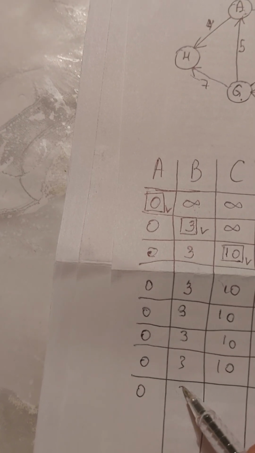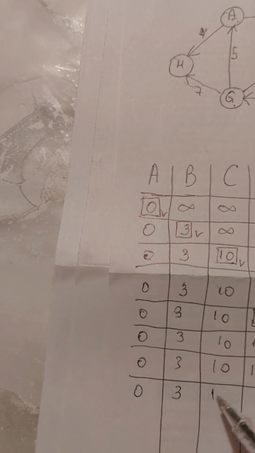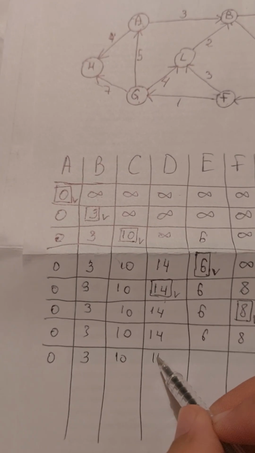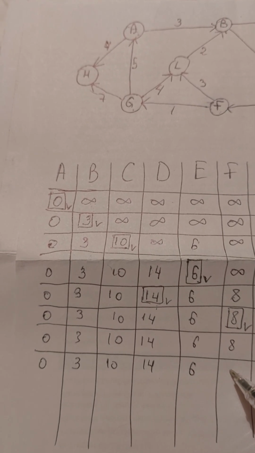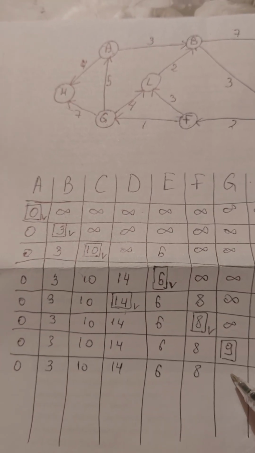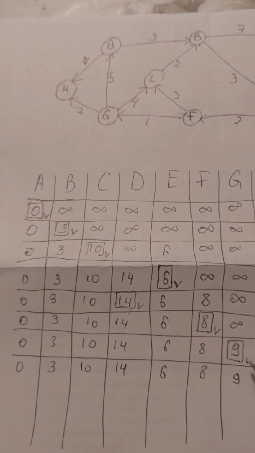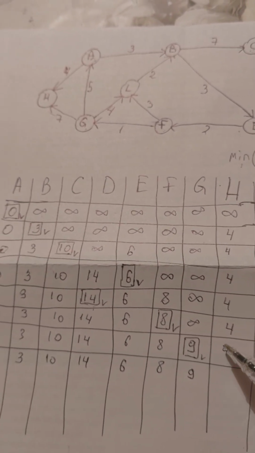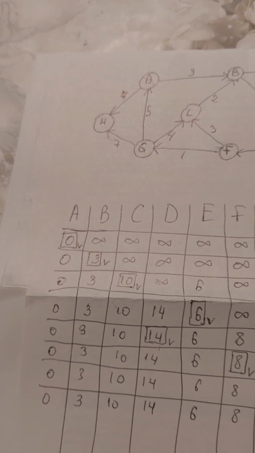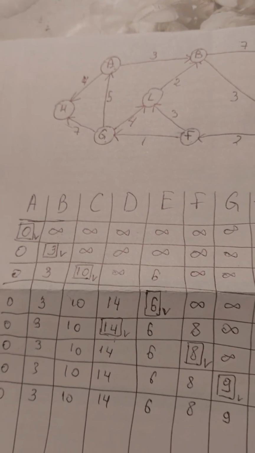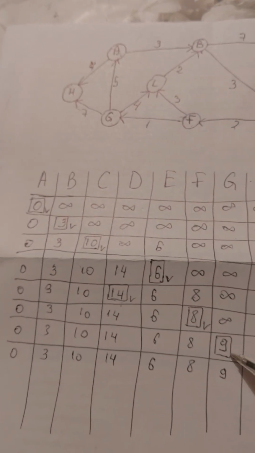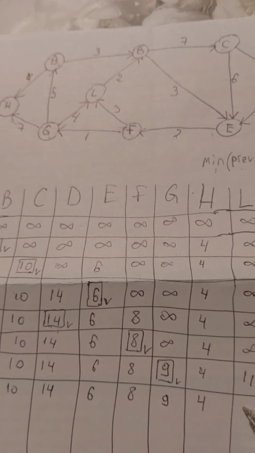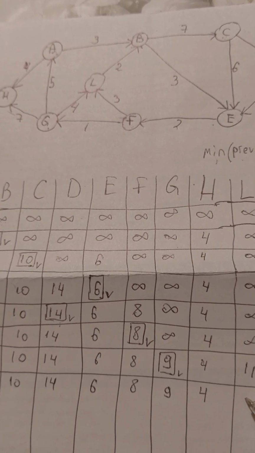To B we don't have a path. To C we don't have a path. For D we don't have a path. For E we don't have a path. For F we don't have a path. For G we keep 9. For H the actual weight is 7. 7 plus 9 is 16. 16 is more than 4, so you write 4. To L, 4 plus 9 is 13. 13 is more than 11, so here we write 11.